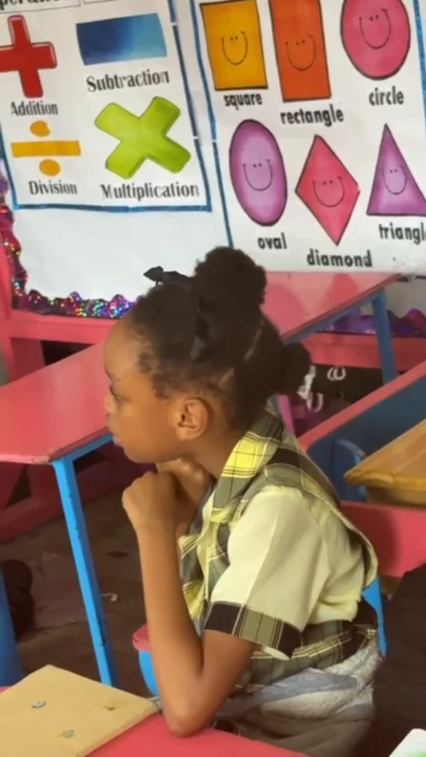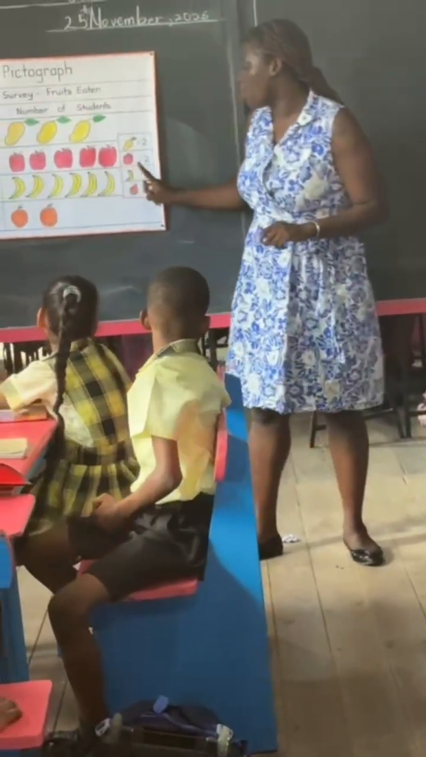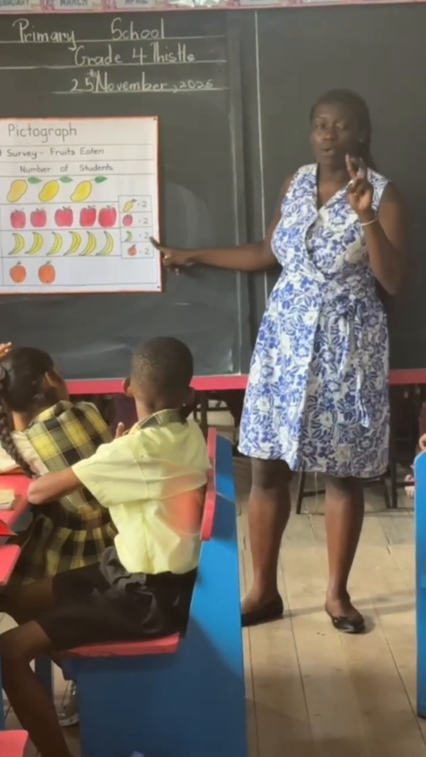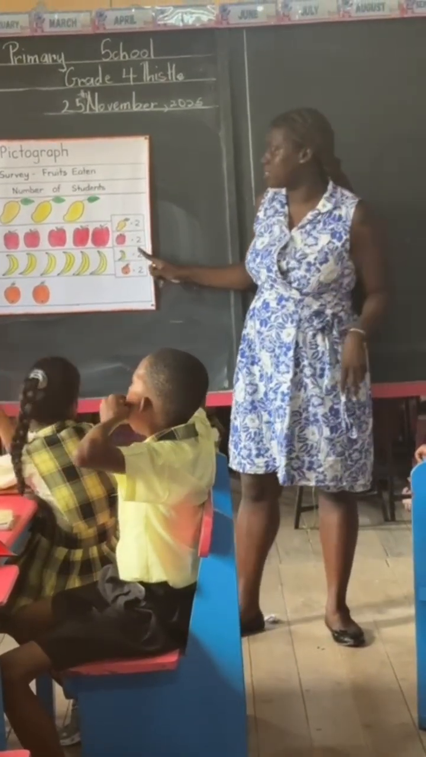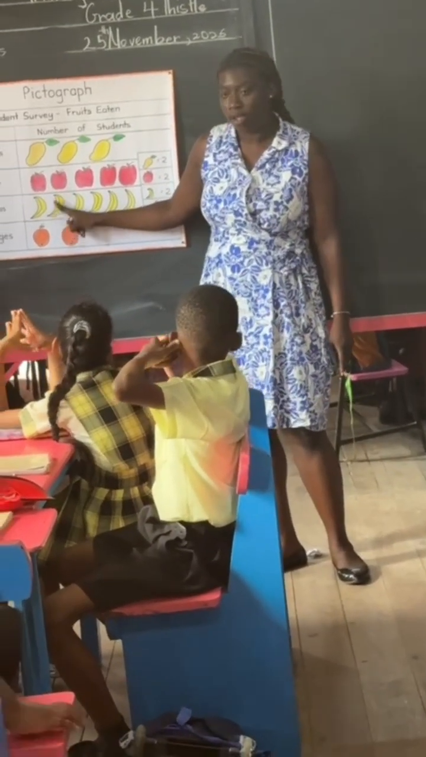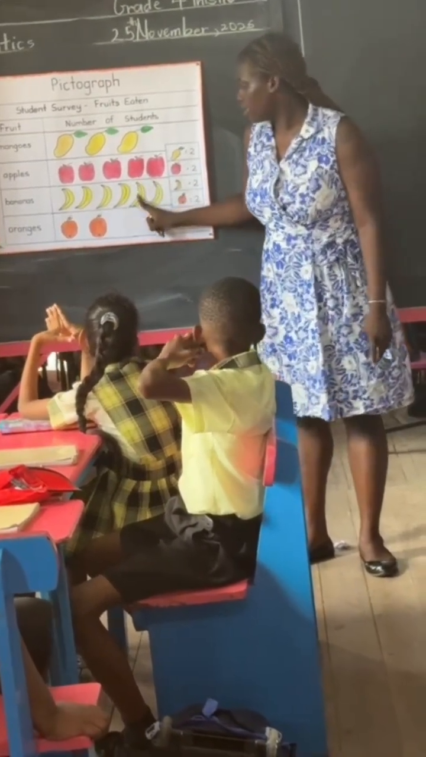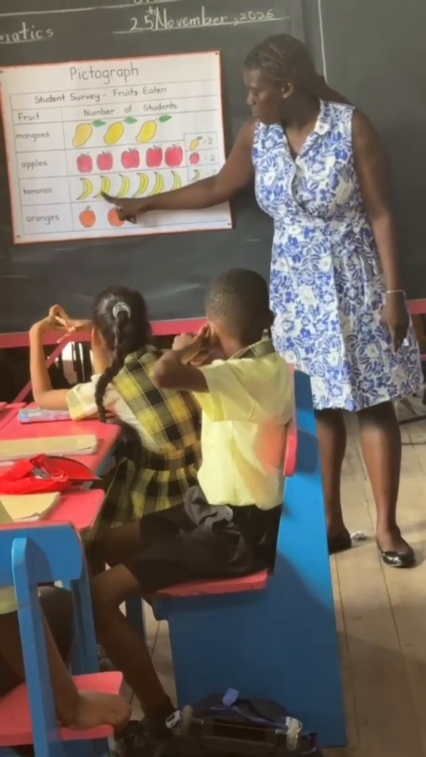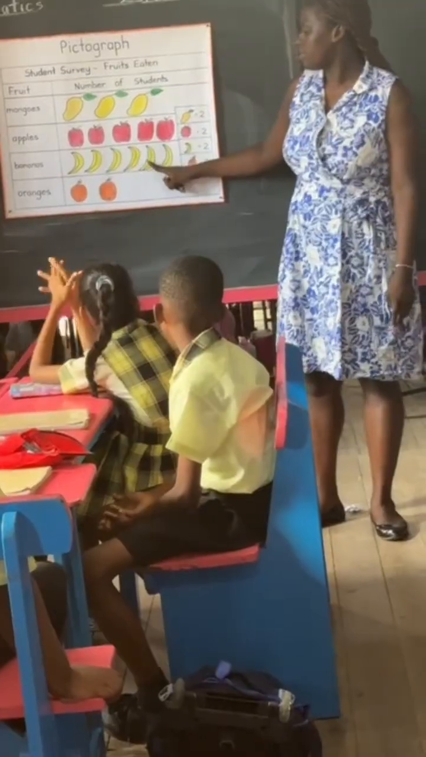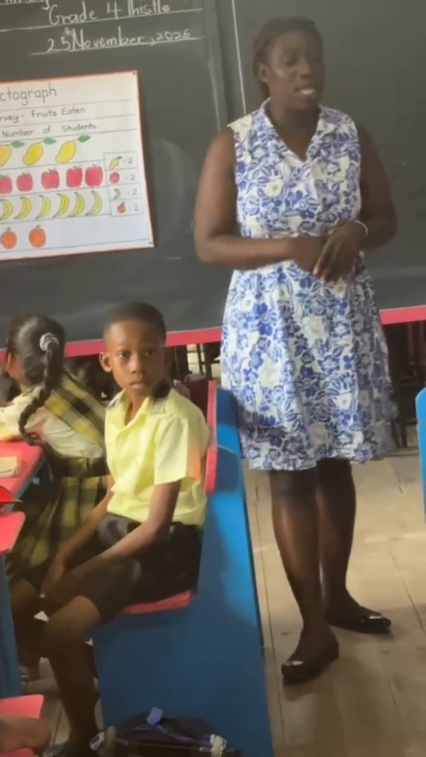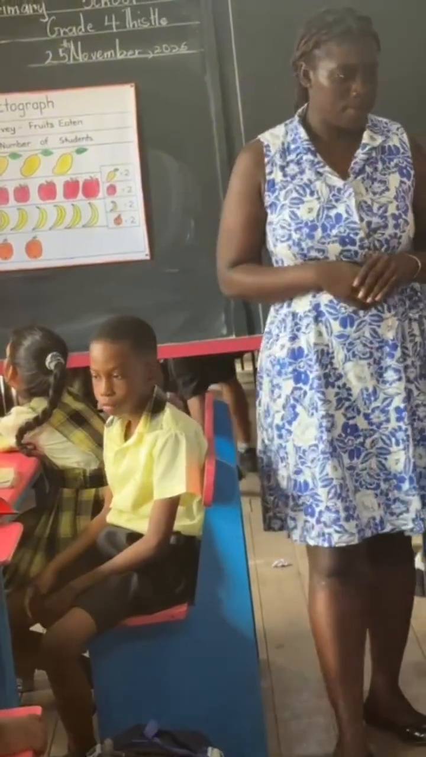She counted in 2s. So you have to remember we're listening. 1 banana is equal to 2 persons. 1 banana is representing 2 persons. So we counted 2, 4, ... 12. So in all, 12 students like banana.